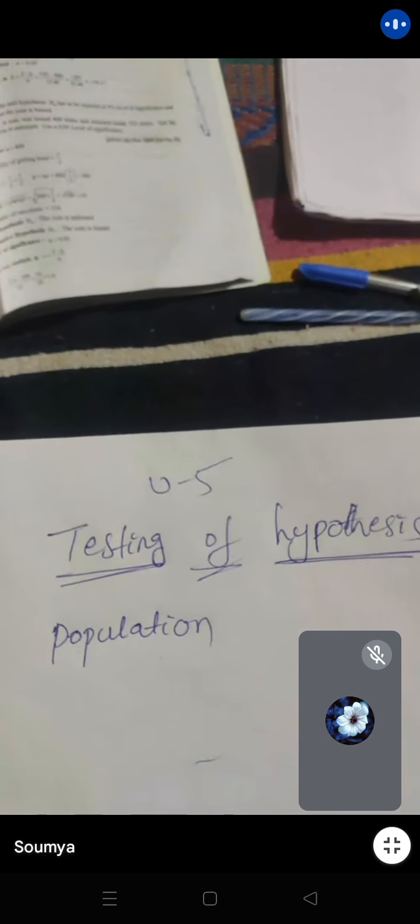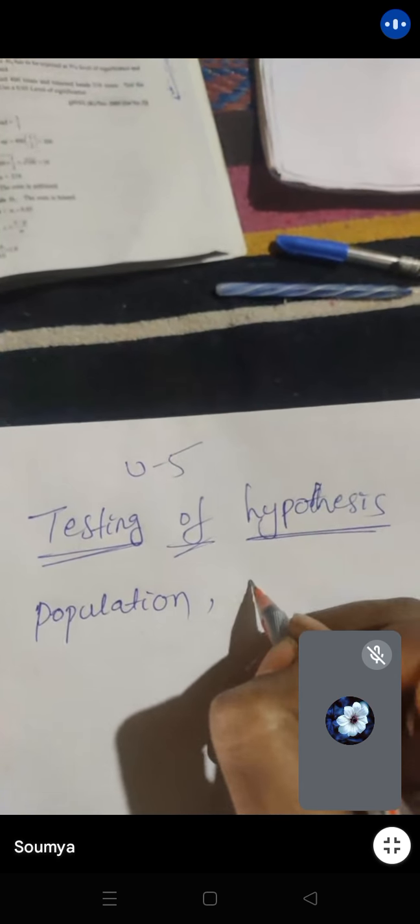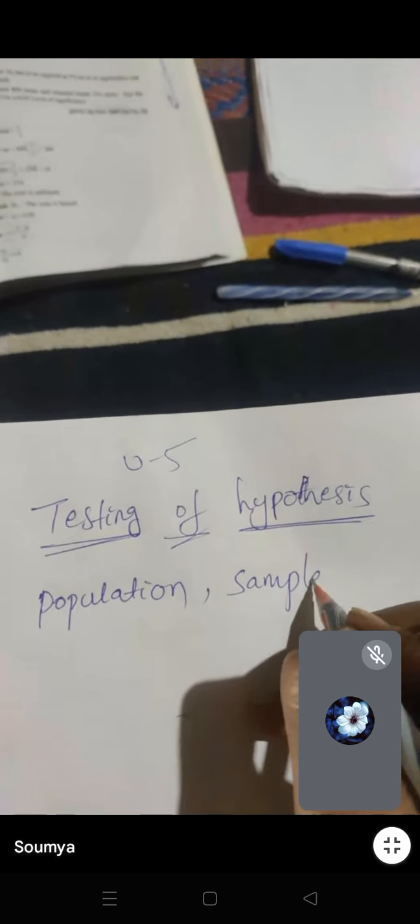Testing of hypothesis. This is unit 5. Okay, so here we have testing of hypothesis. Before going to learn this, we would learn some terms: population and sample.